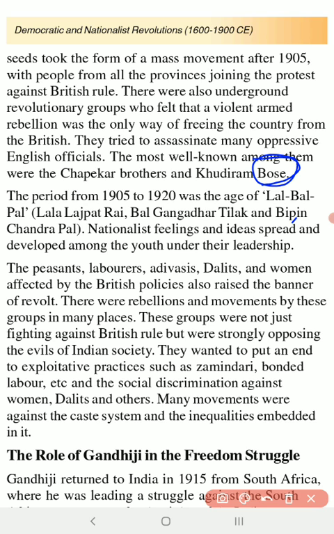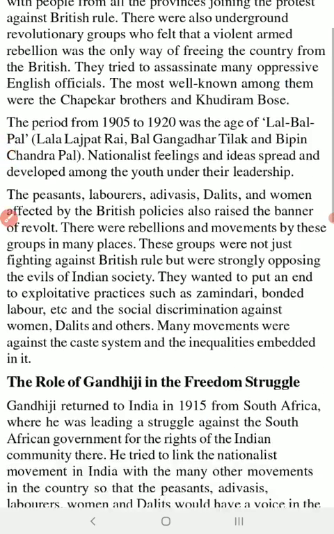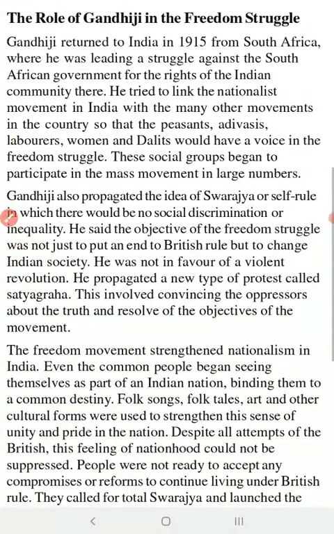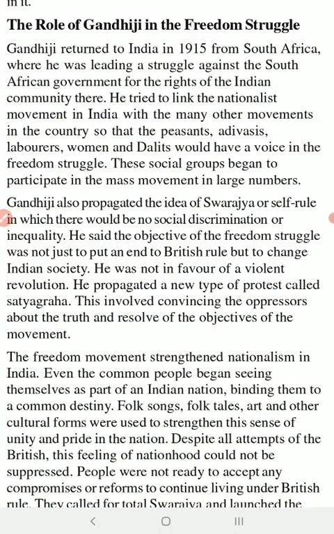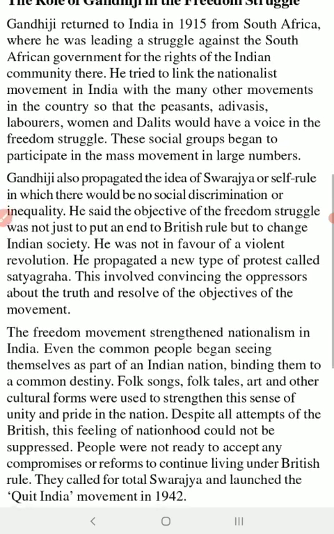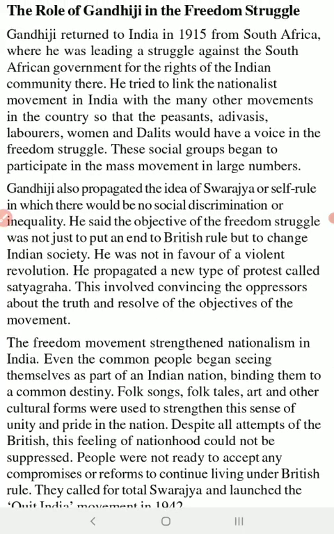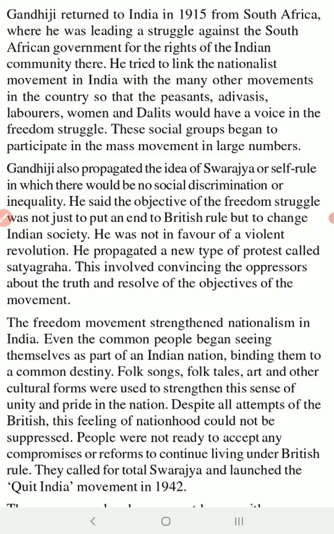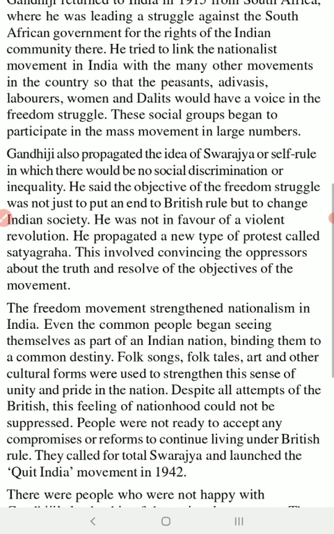Here the peasants, labourers, Adivasis, Dalits, and women affected by the British policies also raise their banner of revolt. So it all begins from the lower classes, people who are struggling for their livelihood. And here we come to the emergence of Gandhiji and his role in the freedom struggle. Gandhi returned to India in 1915 from South Africa, where he was leading a struggle against the South African government for the rights of the Indian community there. Gandhiji was a barrister.